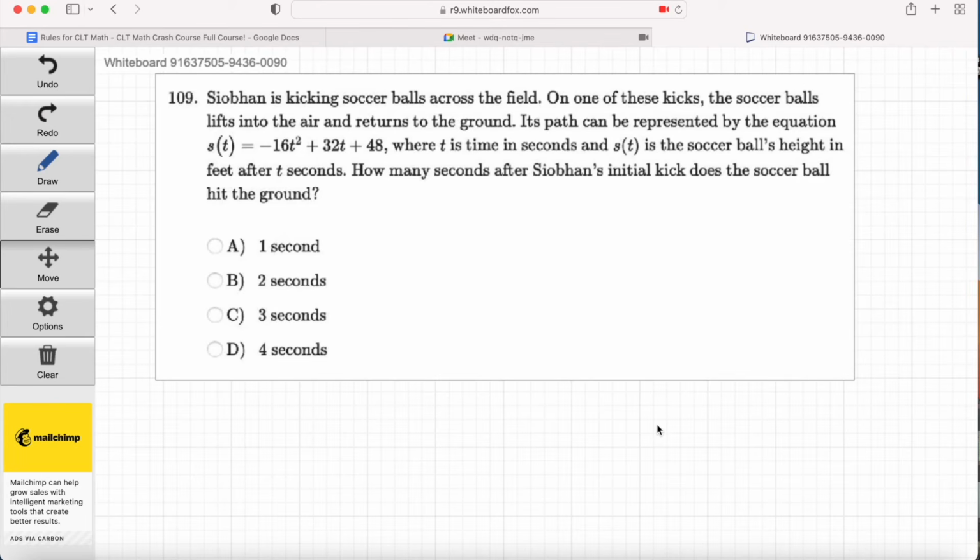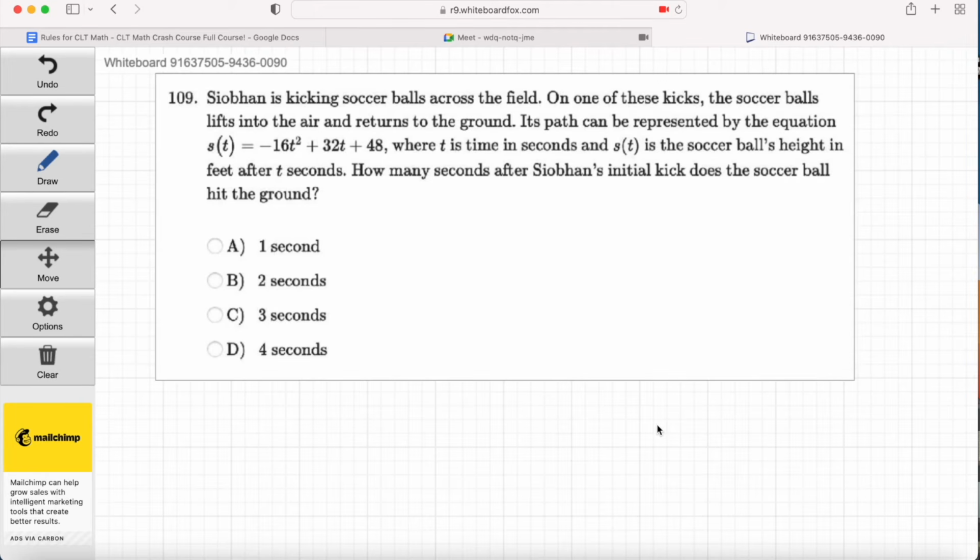The ball's height in feet after a certain number of seconds. No, that's not what we're solving for. Read the last sentence in the question again. The thing we're solving for is always in the last sentence. Read it again for me. How many seconds after S's initial kick does the ball hit the ground?